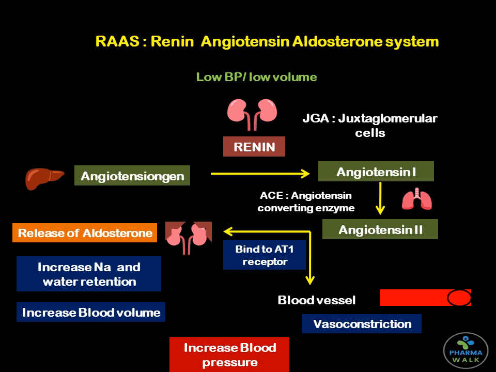the kidney detects it, the JG cells detect it and release renin. The first character of the movie, renin, converts angiotensinogen into angiotensin 1. Angiotensin 1 again converts into angiotensin 2 with the help of the enzyme ACE. It's the second character. Angiotensin 2 binds with the AT1 receptor, which has two actions: blood vessel vasoconstriction, and also release of aldosterone from the adrenal gland. So more sodium and water is retained in the blood, increasing blood volume, and at the end it will increase the blood pressure. I hope all of you have understood this concept, the renin angiotensin aldosterone system.